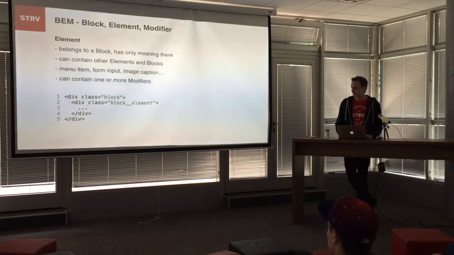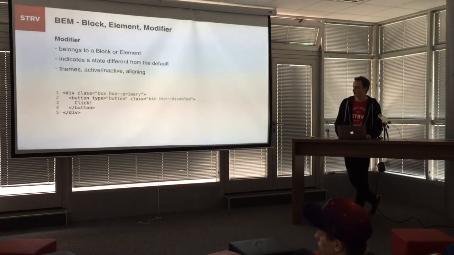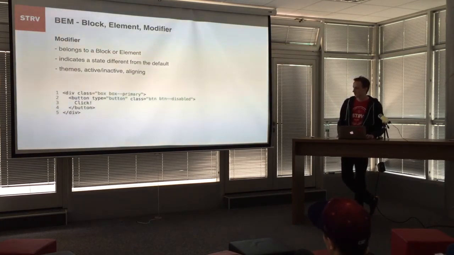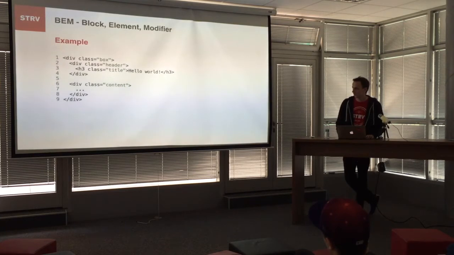Elements can only be placed inside a block. They are separated by two underscores. So you have the class name of the parent block, underscore underscore, element. It can be like a menu item, form input, image caption, and it can also contain one or more modifiers. And modifiers you can use to style different things, maybe have some on-off state. Basically think of it like themes, active, inactive, aligning. For a simple example, we might do a box with header, title, and content, which is fine.